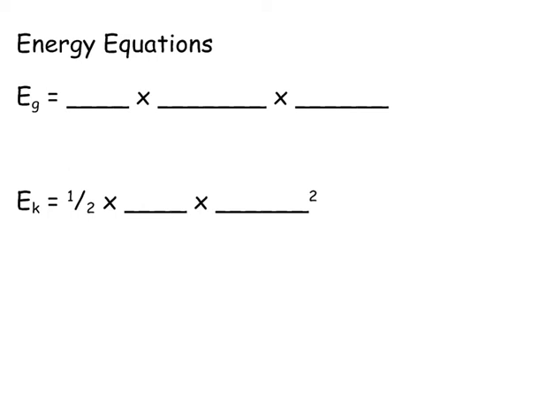Energy equations. This is gravitational potential energy. That's why that little G is right there. Gravitational potential energy. 3 things impact how much energy something can have gravitationally. The first is, how big is it? If it's a very big object, it's going to be much harder for me to do work on it. The second one is gravity. How strong is the gravity where you're at? On Earth, we use 9.8 meters per second squared.